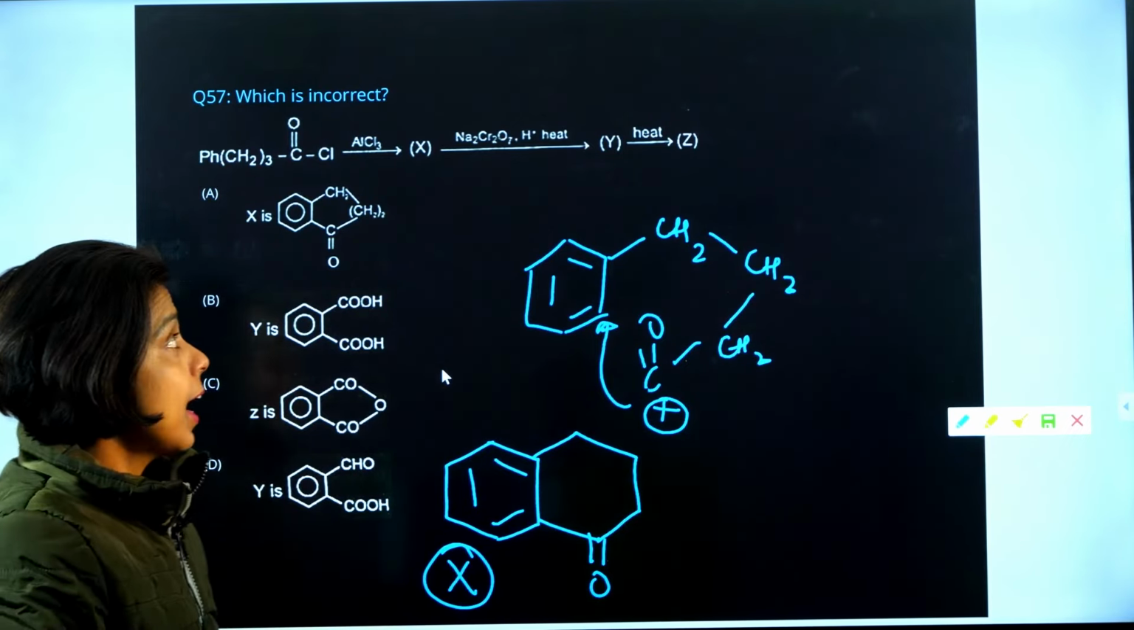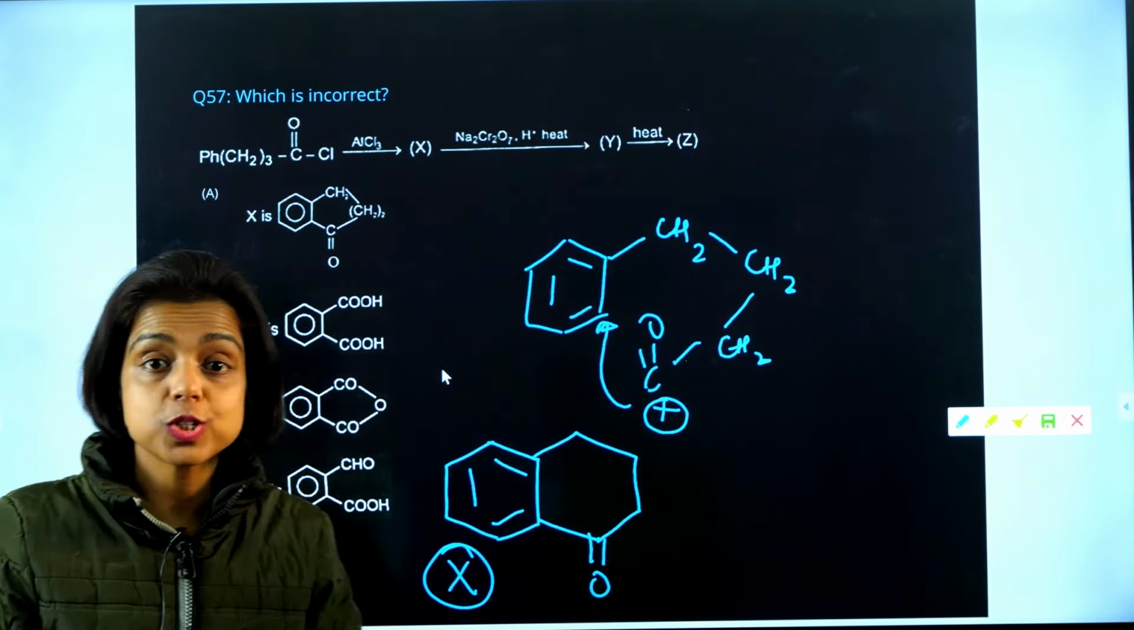Now on adding Na2Cr2O7, H positive, heat, a strong oxidizing agent under strongly oxidizing conditions. So what will happen? You know, if there is a benzylic hydrogen, right? So we have hydrogens here. So this will get converted to COOH, right, with a strong oxidizing agent. And this ketone will also get oxidized to COOH because we are using strongly oxidizing conditions here. So the Y will be, of course, this. This is the Y. This is the X indeed.